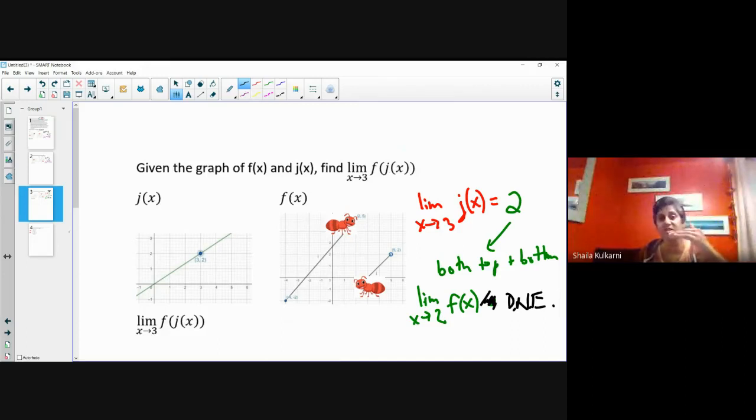If it was only from the top from both sides, you write the limit as x approaches, let's say 2 from the plus side. If it was all from the bottom, limit as x approaches 2 from the left side, the minus. If it came from both sides, you don't have to worry, and then you just do a limit as usual.